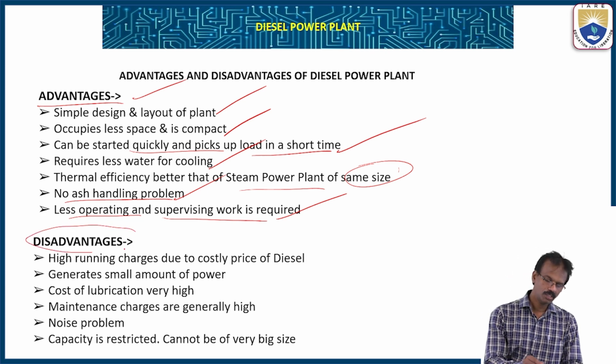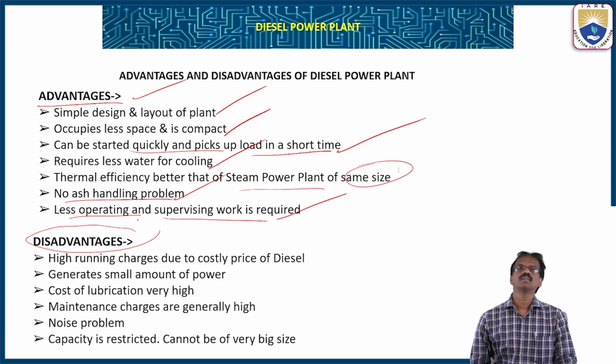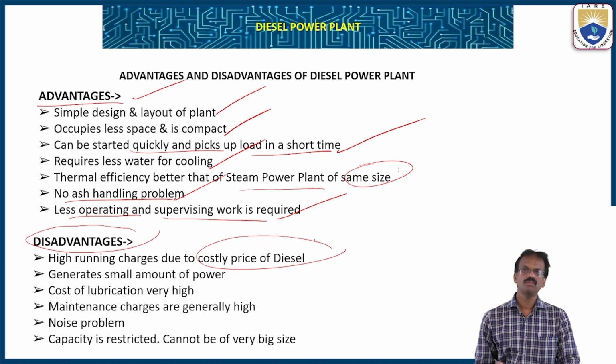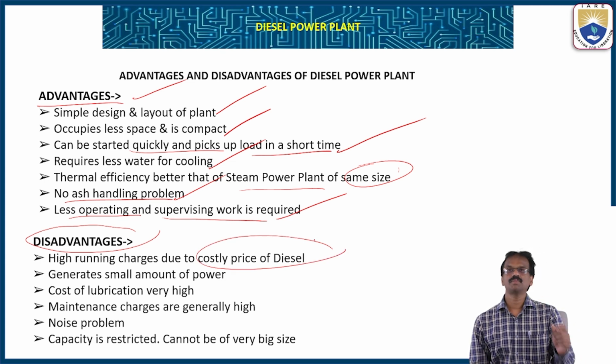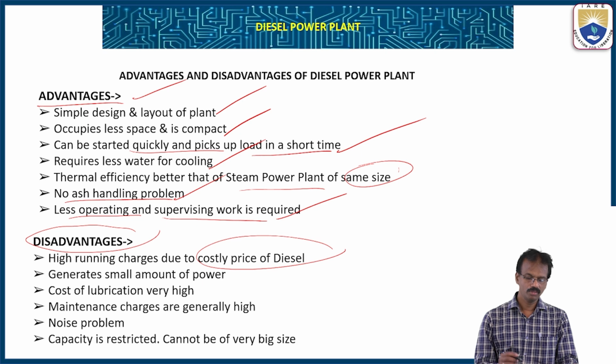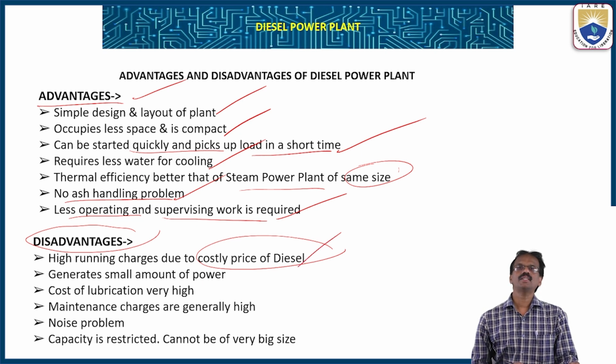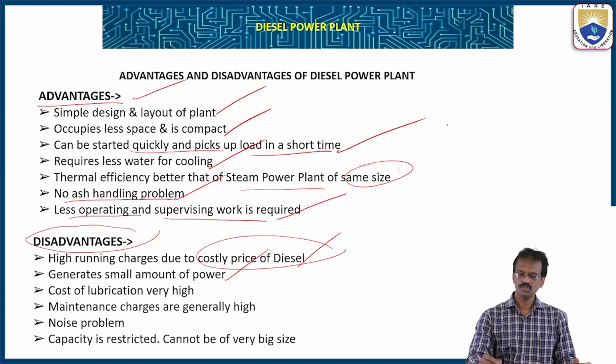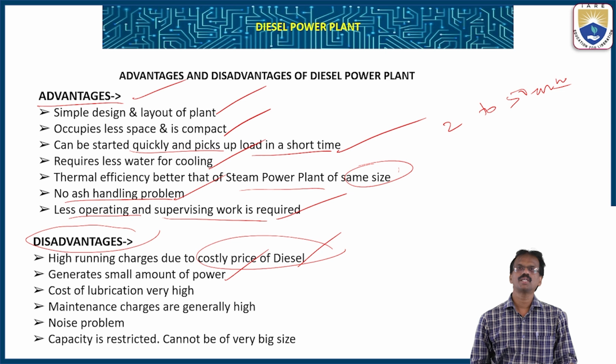So we'll see the disadvantages of this power plant. It has high running charges due to the costly price of the diesel. You know that the cost of the diesel is very high. We require high fuel costs. Next, it generates a small amount of power, so it cannot generate high level powers. It provides only 2 to 50 megawatts power only.